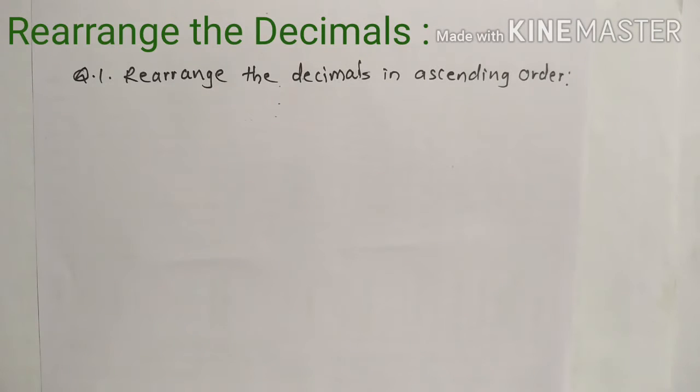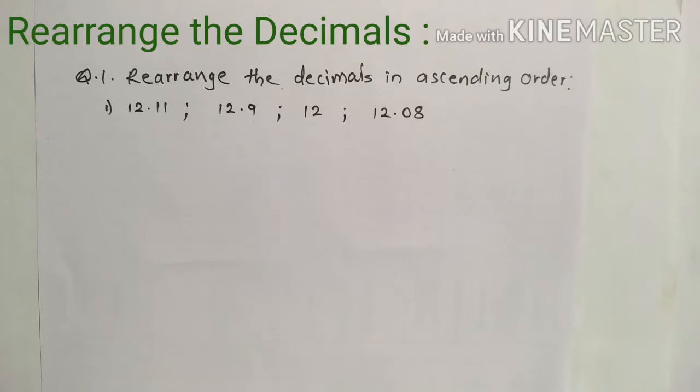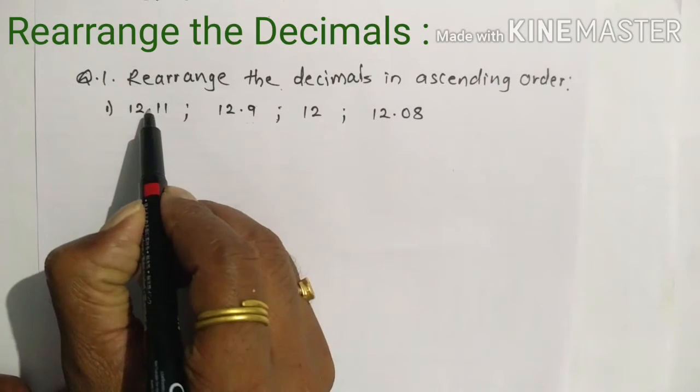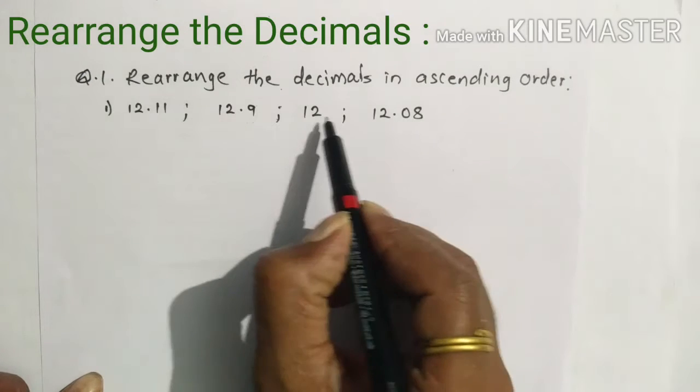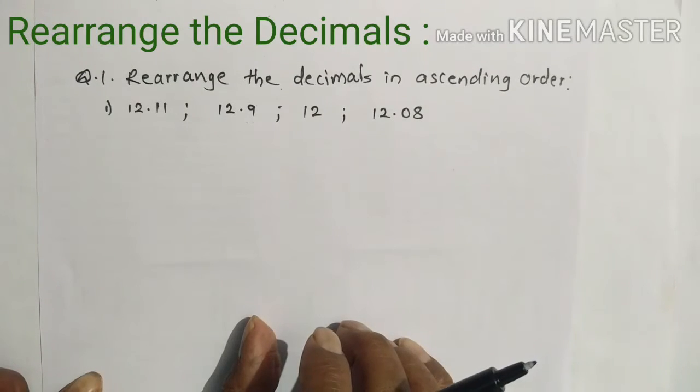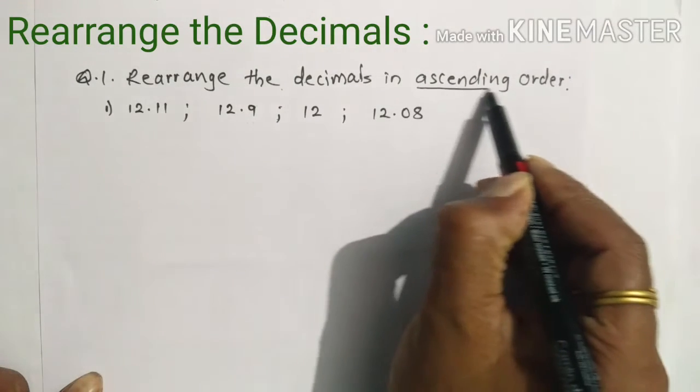Now we have discussed how to compare decimal numbers. With that method we can arrange them in ascending and descending order. Let us take one example. Example number 1: 12.11, 12.9, 12, 12.08. These numbers we have to arrange in ascending order.